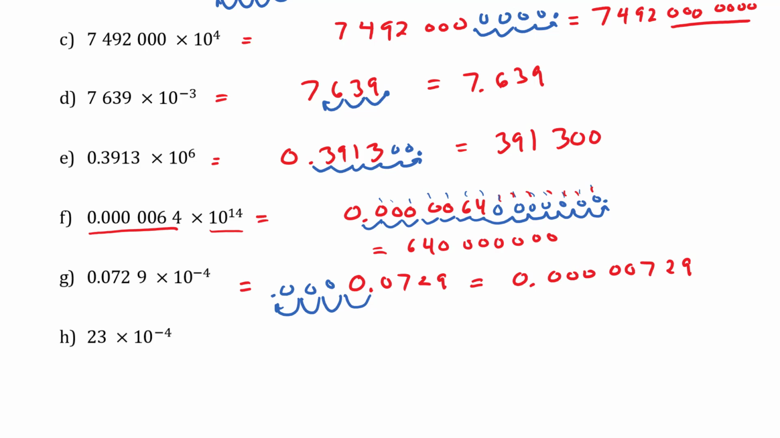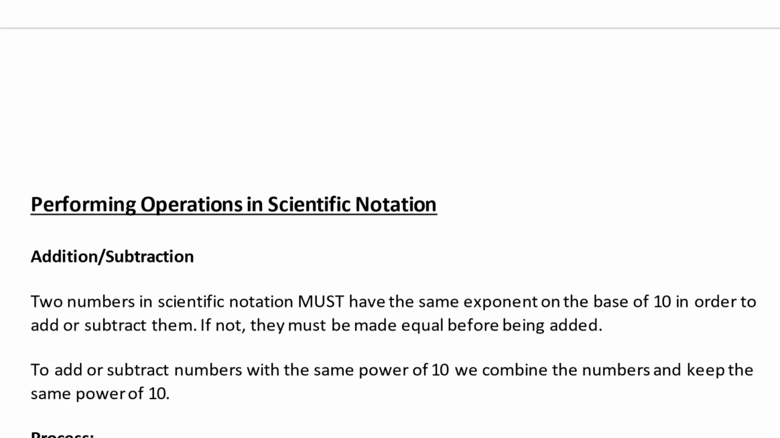Lastly now, 23 times 10 to the minus 4. 23, 10 to the minus 4, it's going to make it a smaller number. 1, 2, 3, 4. This becomes 0.0023. So that's how you convert values from scientific notation into standard notation.